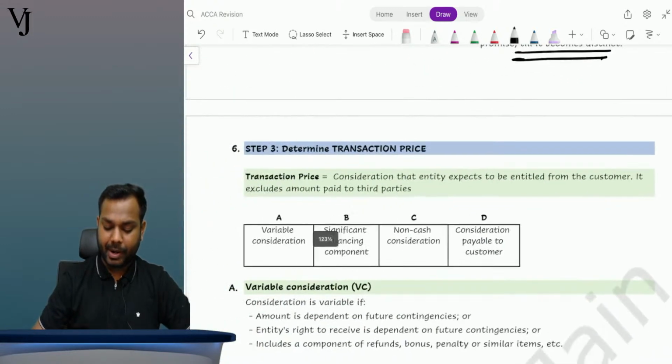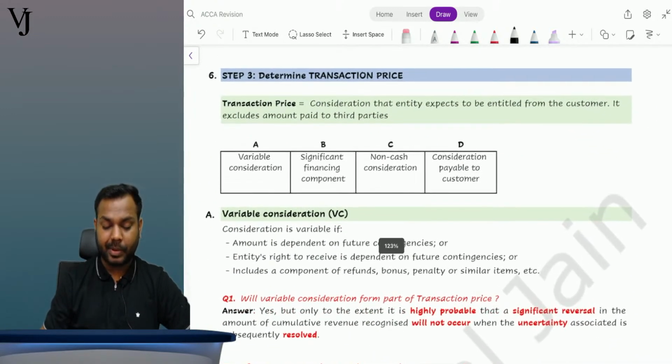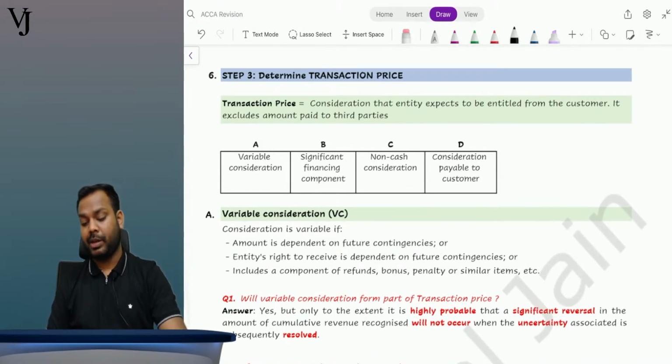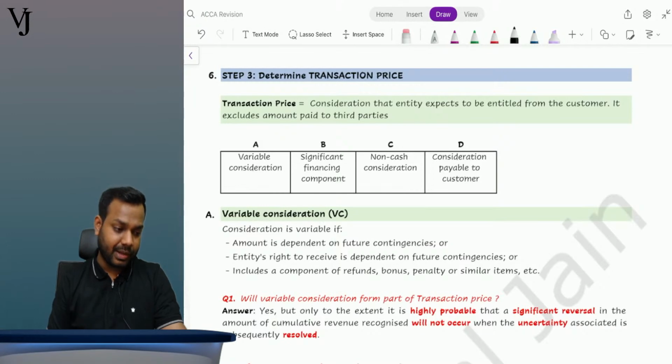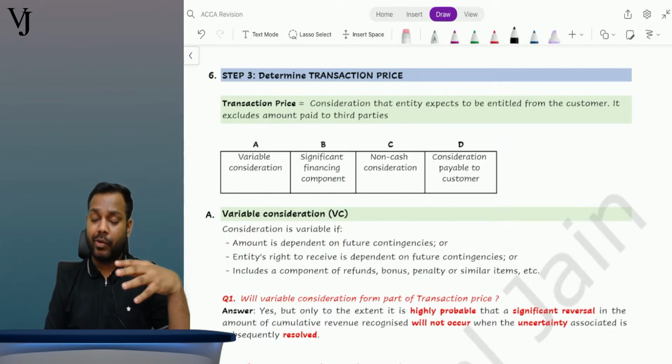So now we have completed two steps. I have moved to step number 3. And this step number 3 is the step from where the questions come in the exam.